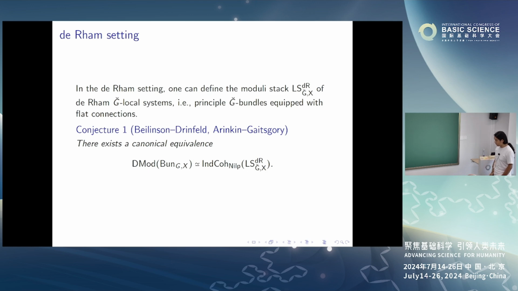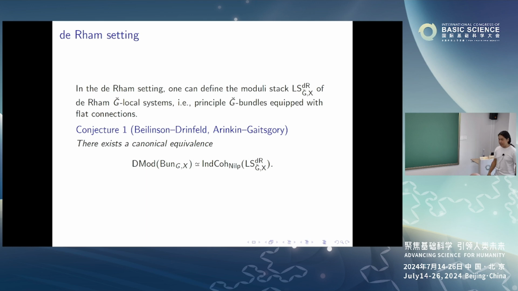So let's first look at the de Rham setting, in other words, the case of D-modules. In this case, we do have a moduli stack of de Rham local systems, because a de Rham local system is just a bundle with connection. So you can write down the equations to define a cover of this moduli stack and prove it is an algebraic stack. I denote this algebraic stack by LocSys de Rham.